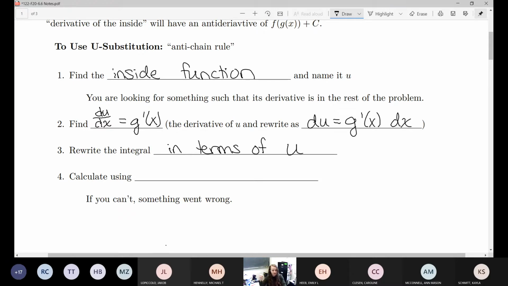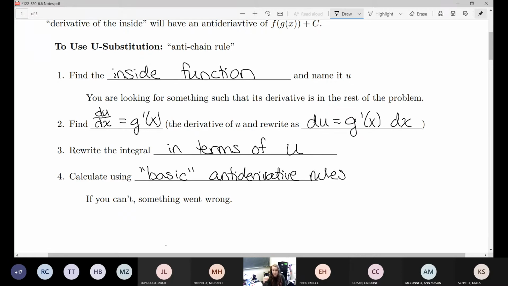And again, this is where we're writing down the process before we've seen an example, so some of this might not make a lot of sense yet. The point of this is once you replace everything in terms of u, it should be something that you know how to take the antiderivative of. So we should be able to calculate using our basic antiderivative rules.